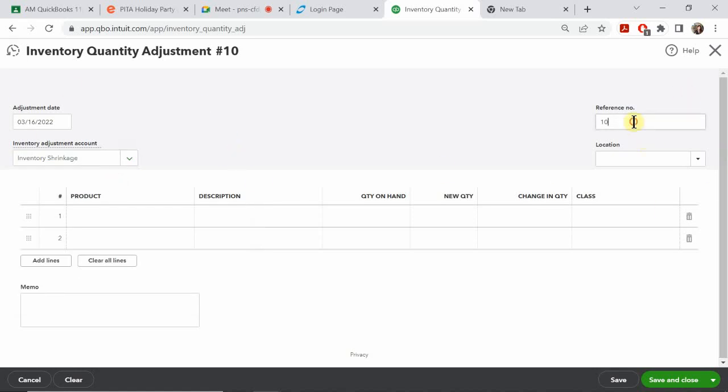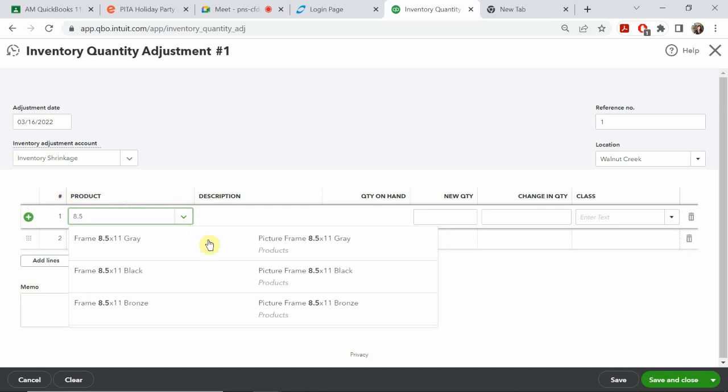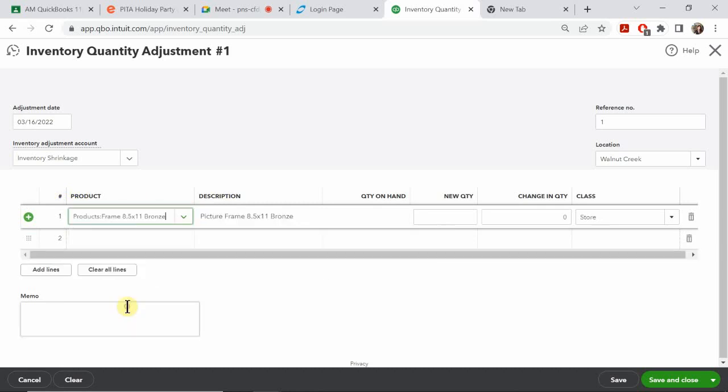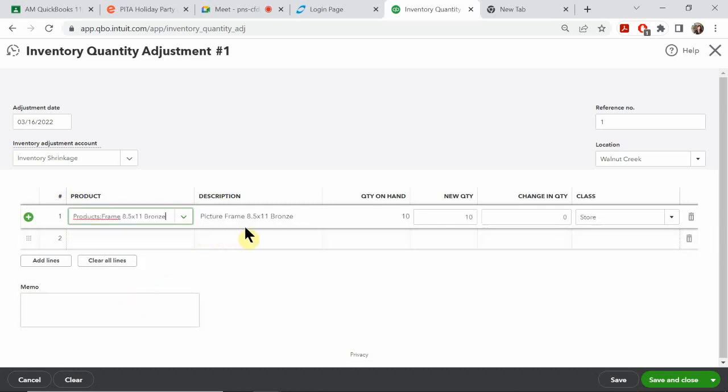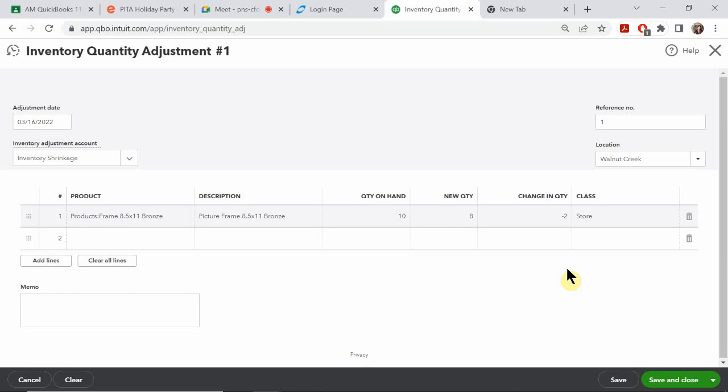Okay, we're going to refer to this as number 1, location. We said Walnut Creek location because we sold to Neo Garcia at the Walnut Creek location. So what is the product that we're looking at? We are looking at the 8.5 for the bronze. Okay, and then it says right here how many you have, quantity on hand. You have 10. You're going to put the new quantity of 8 because you're going to again give Neo Garcia brand new ones.